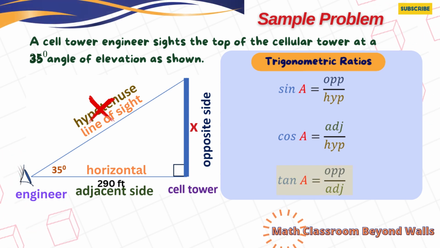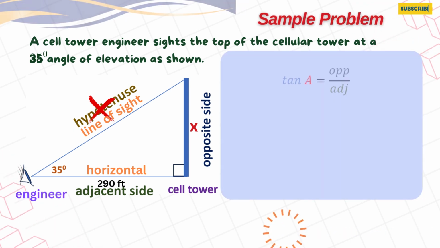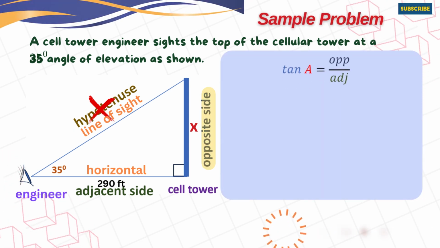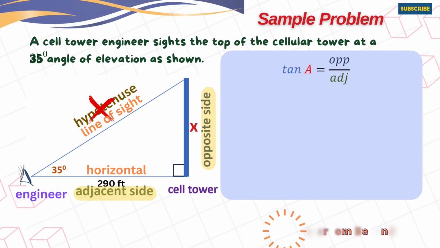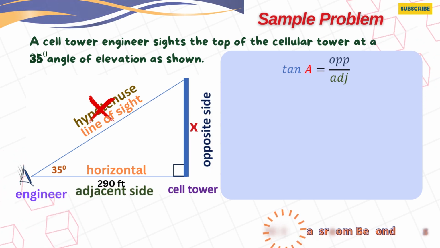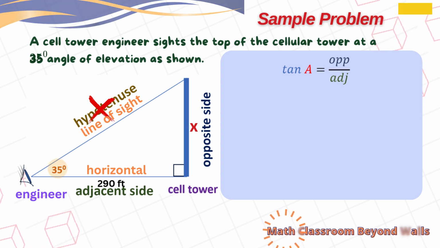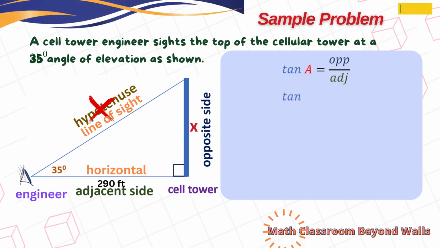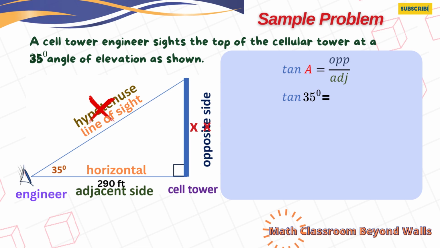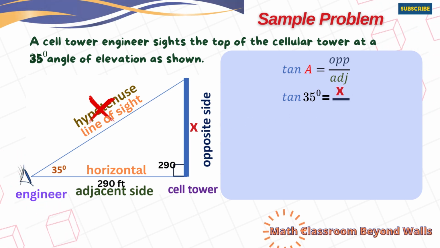So, we start by writing the ratio. Tangent A is equal to opposite side over the adjacent side. Look at our drawing. Now plug in the values that correspond to the angle and the sides in our formula. So, tangent 35 degrees is equal to x over 290.